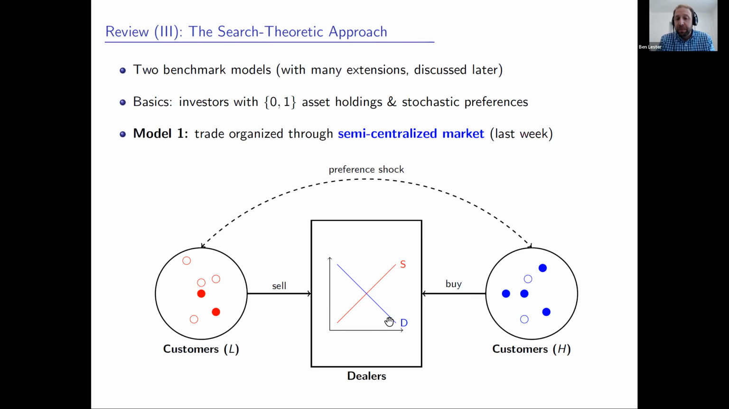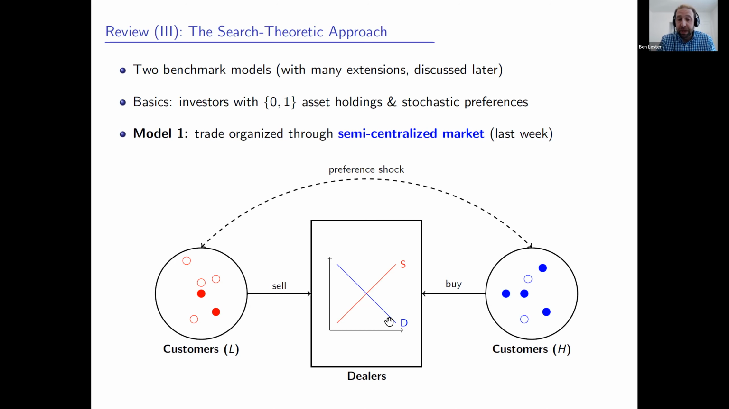And so the model that Pierre set up for you guys last week was essentially a model where there were customers who either owned or didn't own an asset, and they were either in the high or the low state, and periodically they went back and forth from liking assets to not liking assets.